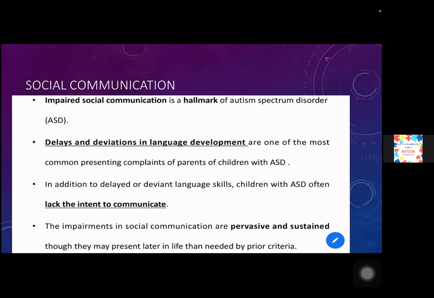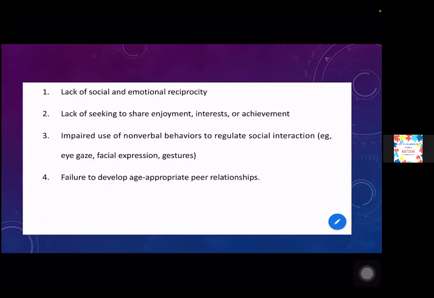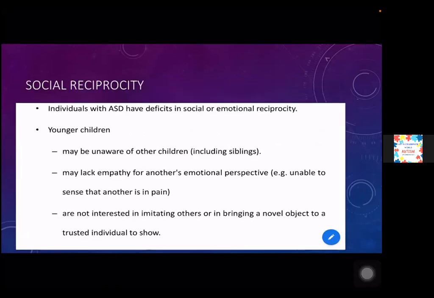communicate. Communication can be verbal as well as non-verbal. The impairments in social communication are pervasive and sustained, though they may present later in life than expected. So there may be a lack of social and emotional reciprocity, lack of seeking to share enjoyment, interest, or achievement, and impaired use of non-verbal behaviors to regulate social interaction, for example, having good eye contact, understanding facial expressions, understanding body gestures, and failure to develop age-appropriate peer relationships.